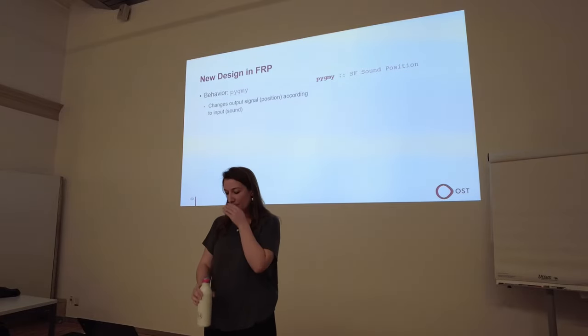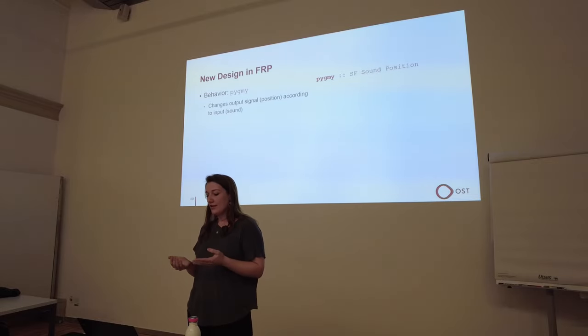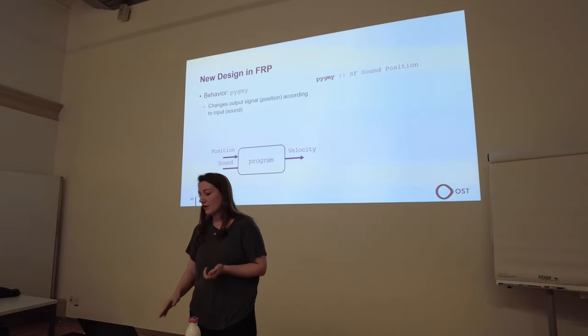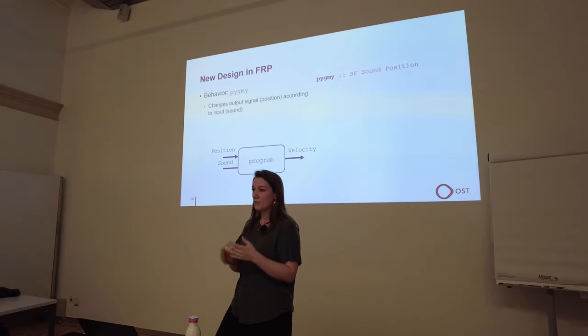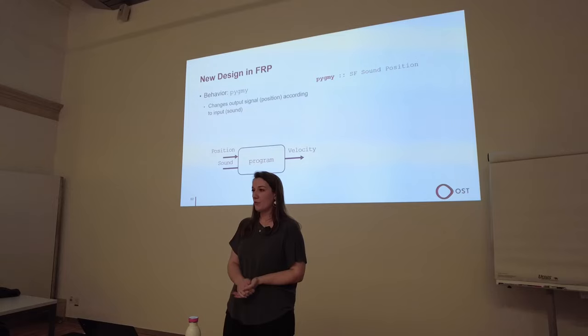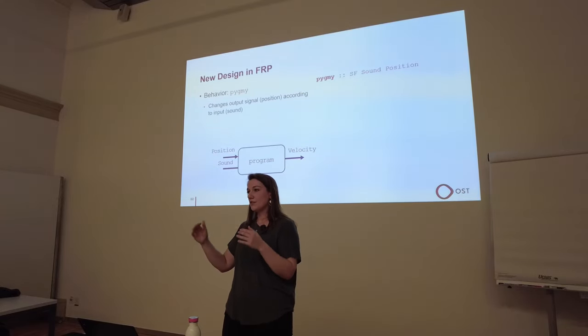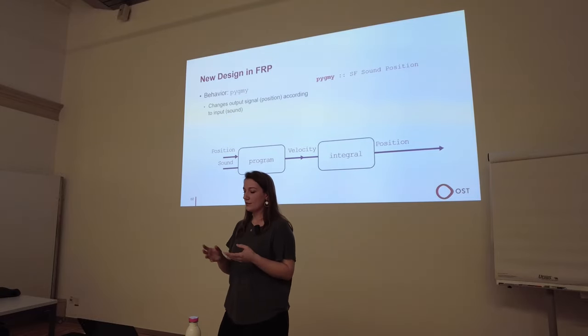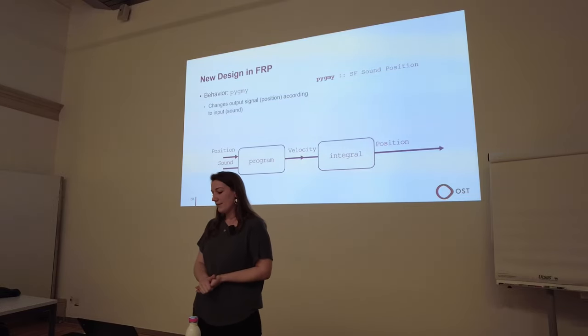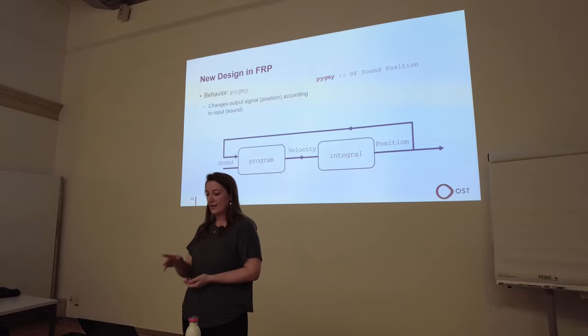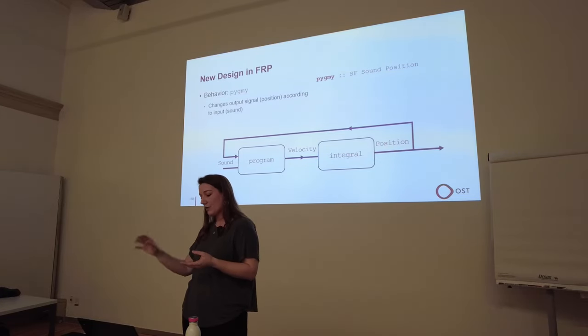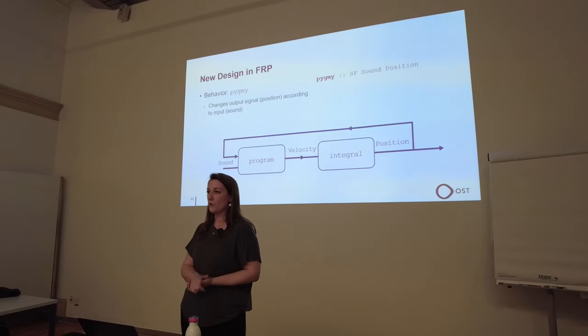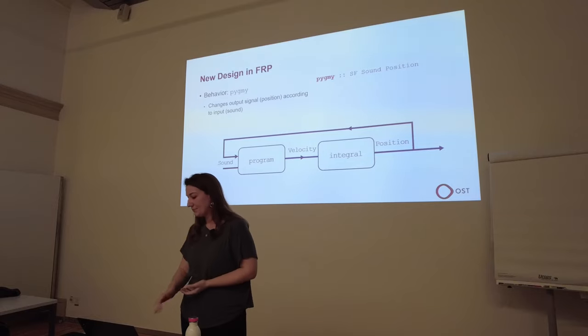So, as I told you before, the pygmy function takes the sound as input and produces the position as output. Here, first, it takes the current position of the pygmy and the sound as input for a program function. This function defines the velocity if the pygmy is moving out or back or stays at one position. Then we can integrate this value, according to our example before, and then we get the position. This position is the output of the function, and it's also the input for program. So we have a loop here, which is possible in Yampa.